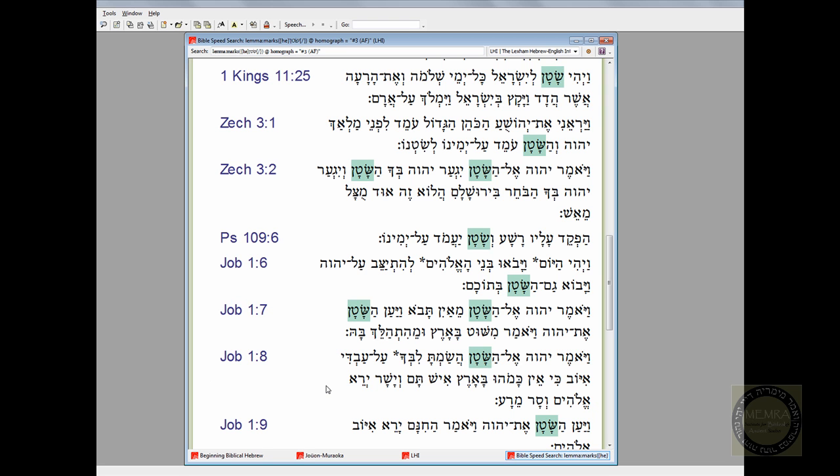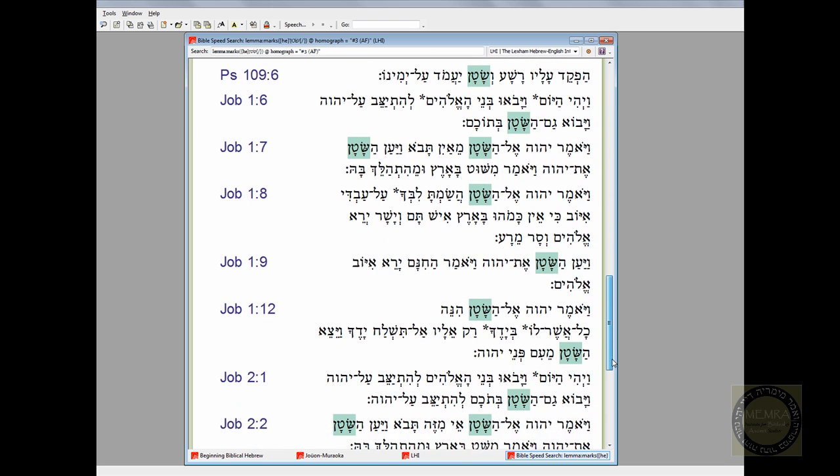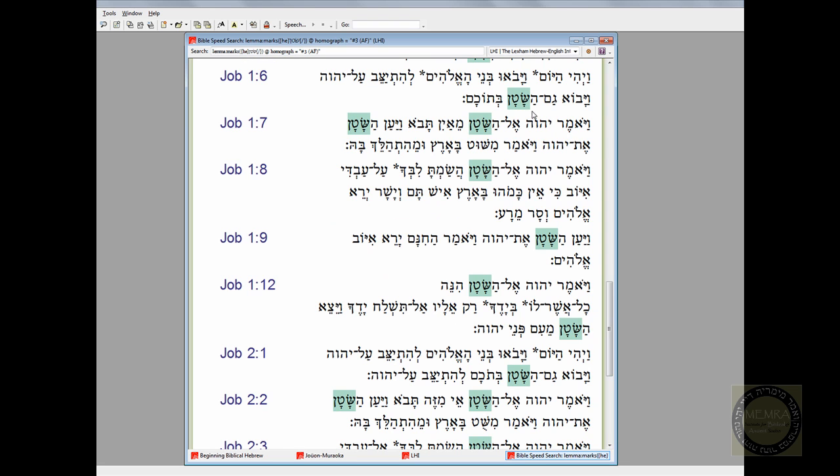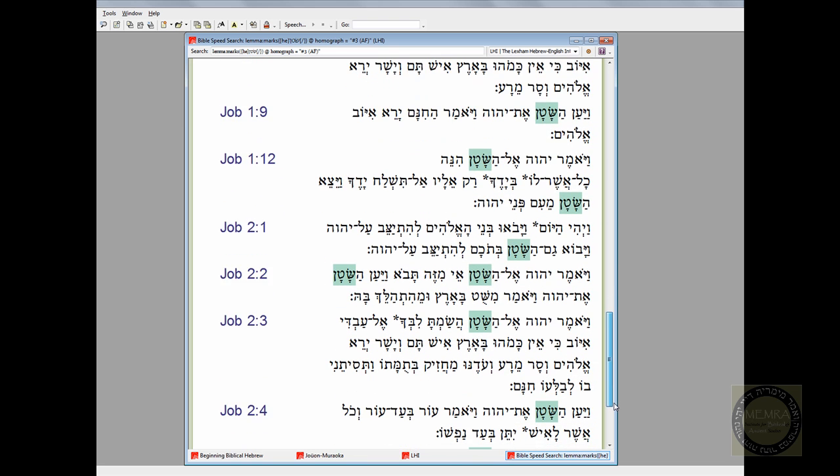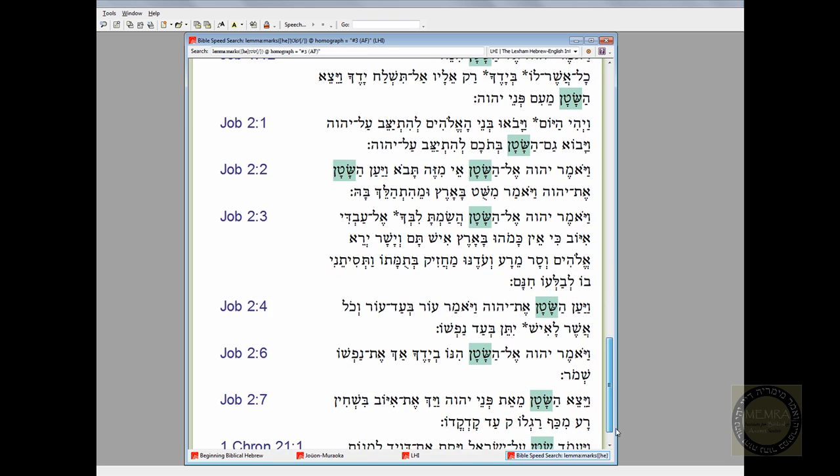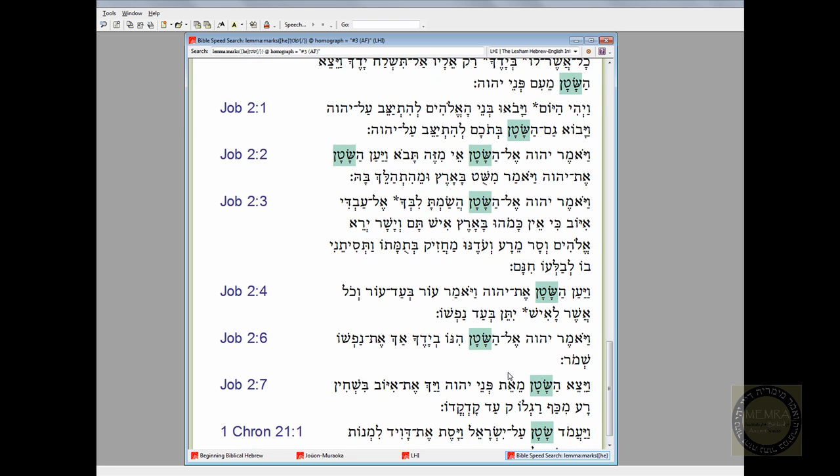All of the occurrences in Job, every one of them, you'll notice, let's just go through all of them. Ha-Satan, Ha-Satan, and so on and so forth. I'm not going to repeat the word entirely for every instance, but if you look here, the definite article is on every one of these. So in Job, that famous Job 1 and 2 scene, Ha-Satan, right here.